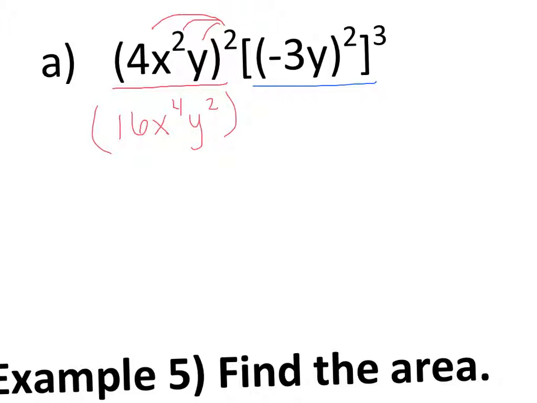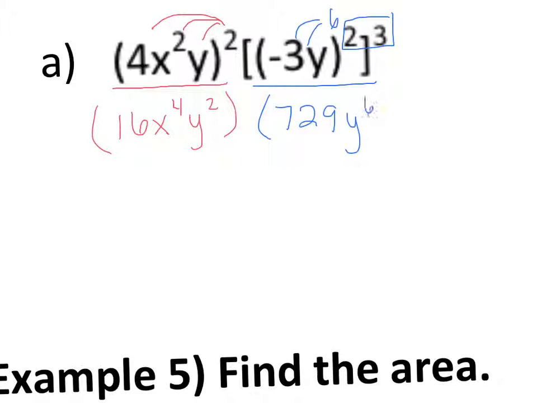All right, so now keep in mind when you have exponent to exponent, we're going to multiply that and call it a 6. And then we're going to drop that 6 in, okay? When I drop the 6 in, negative 3 to the 6, because it's an even exponent, I'm going to get a positive number of 729, and then I'm going to get y to the 6th.